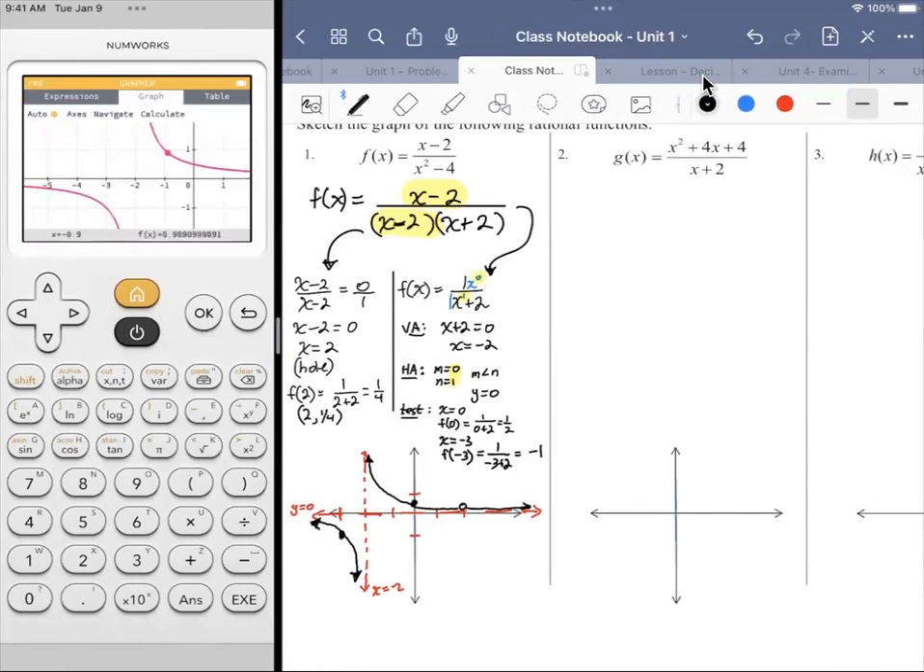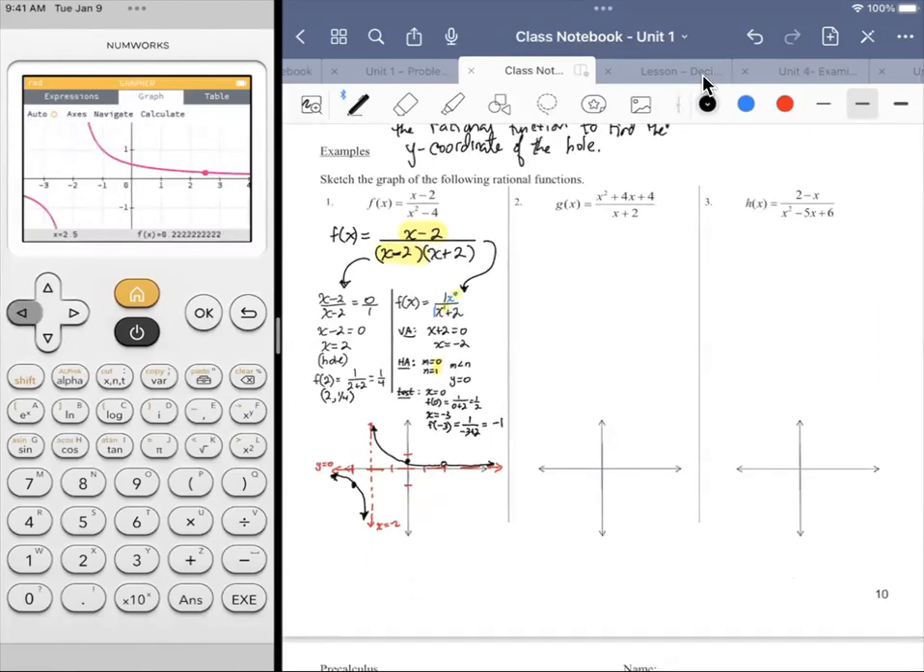If you navigate, follow the point along. When you get to the x value of 2, oops, it's very sensitive. When I get to the x value of 2, it says undefined. All right, so that's how you know there's a hole there, even though it doesn't look like there's a hole there. Right.